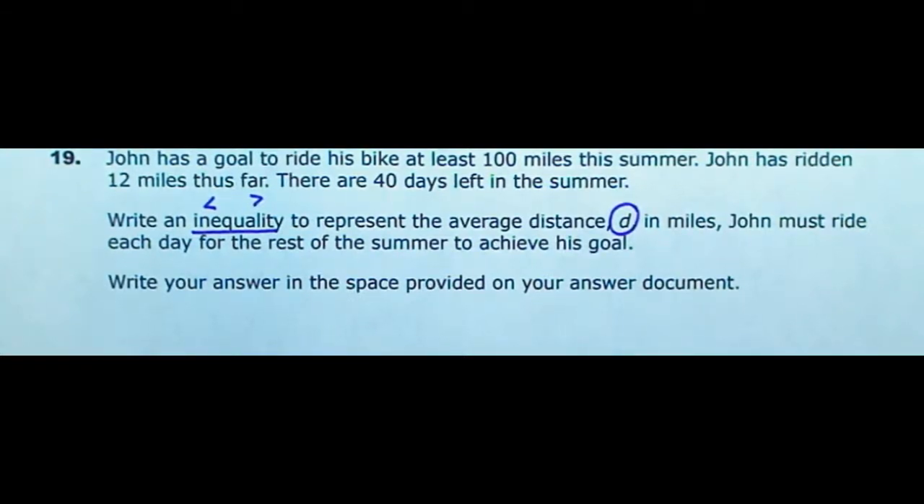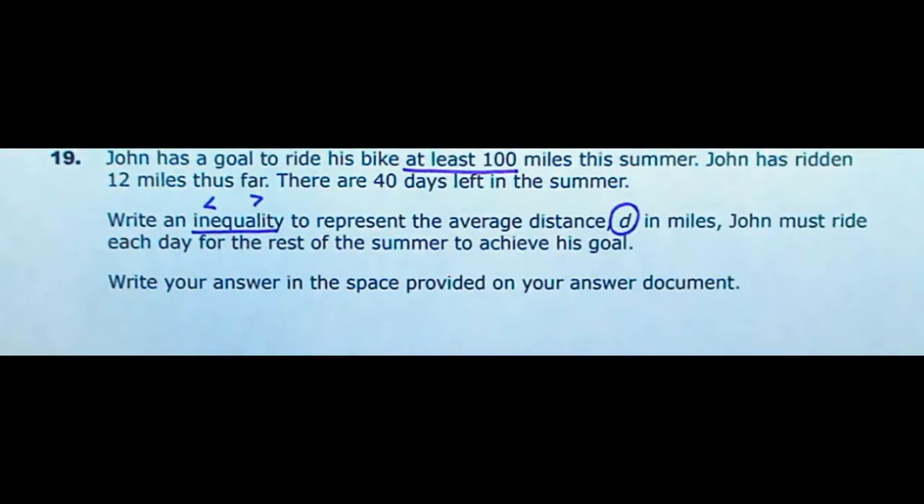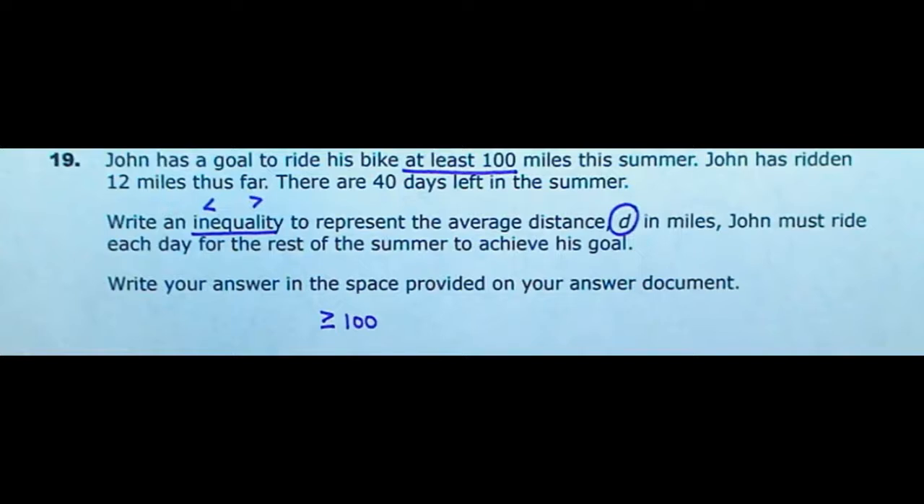John has a goal to ride his bike at least 100 miles. So we want to ride our bike at least 100 miles. At least means more or equal to 100. Okay, we could ride more than 100, we could ride exactly 100, but at least 100 miles. Now we know John has already ridden 12 miles this summer. So that's what he's ridden so far, is 12.